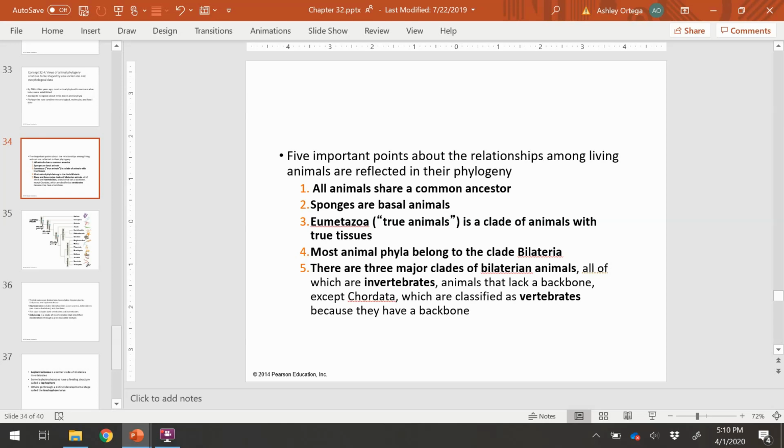ancestor. Sponges will always be the basal animals, the basal taxon, or the outgroup of all animals, as they have the least shared characteristics with the animals in general. And then the animals that have true tissues are called eumetazoans. Most animals belong to the clade Bilateria that form the bilaterian animals, which you'll see are invertebrates and vertebrates.